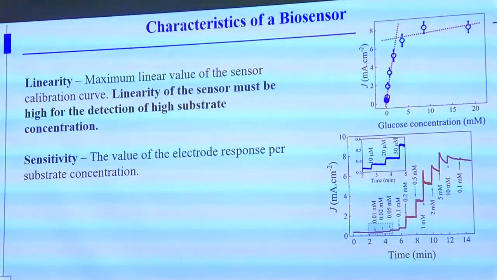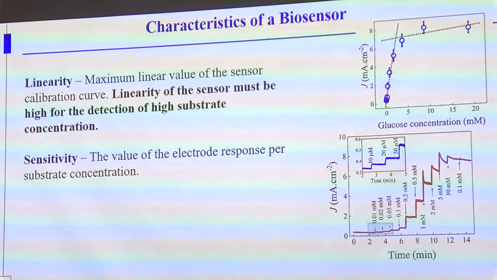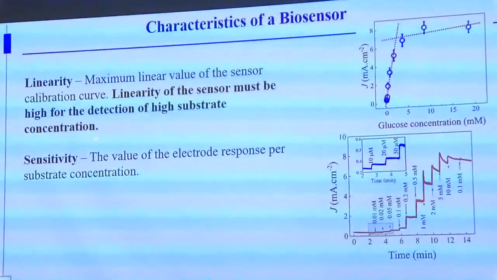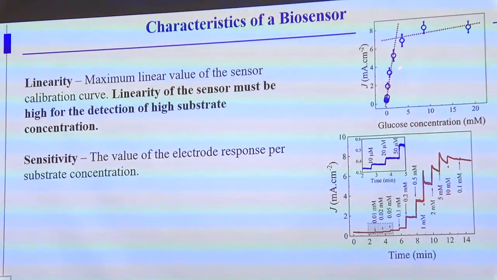Here are a couple of things about biosensor characteristics. One is linearity. Linearity means the calibration graph should be linear from lower concentration to higher concentration. So the linearity of the sensor must be high for detection of high substrate concentration. You see one example here.